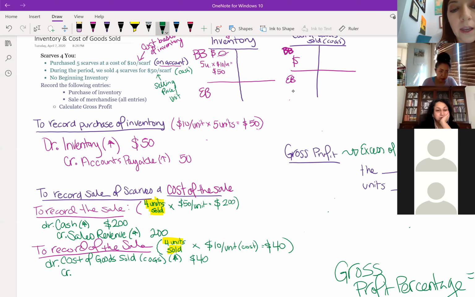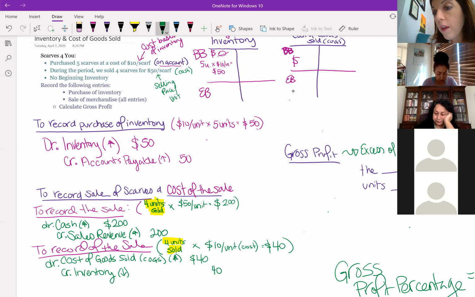And we're going to credit inventory, decreasing inventory for those units that we sold during the period. They are no longer available to be sold in the future.